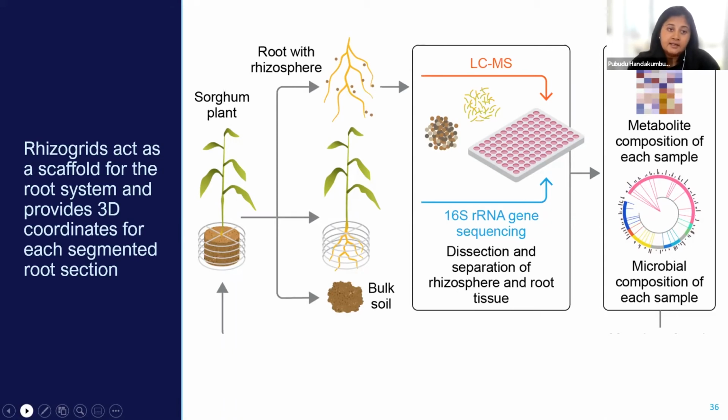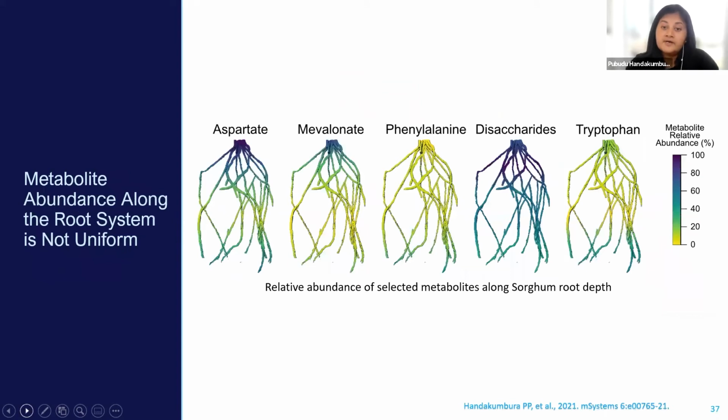So in the next slide, this is an example of 5 selected metabolites where we are illustrating the relative abundance through the same root system. You can see on your left, the aspartate seems to be relatively highly abundant towards the crown of the root, whereas the phenylalanine, for example, that's shown in the middle, seems to be low abundant throughout the root. So you start to see the differences between these metabolites along the root system.